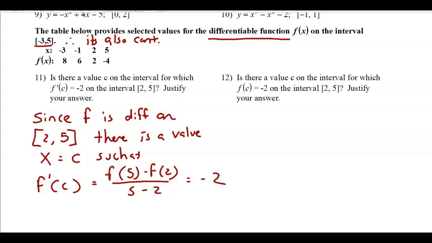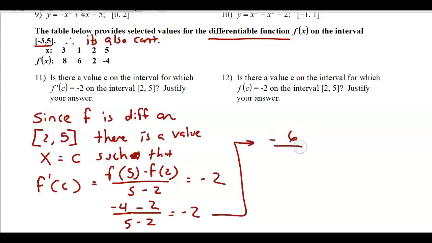Now, it's only going to be true if this actually does come out to be the case where these things are actually equal. If not, then I would go back and change my answer, say no. But for now, I'm going to assume that it's going to work. So f of 5 is -4. f of 2 is 2. And -4 minus 2 is -6, and 5 minus 2 is 3. And -2 equals -2. And there it is.